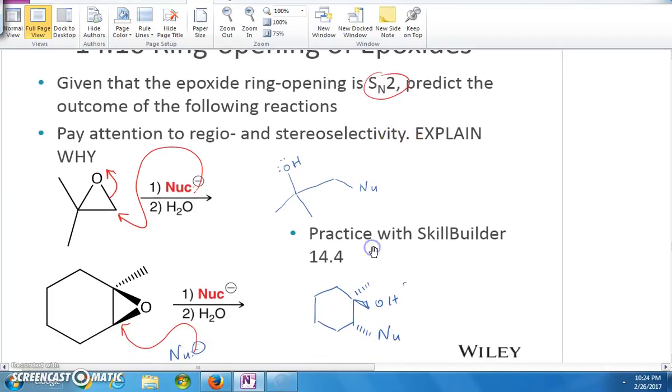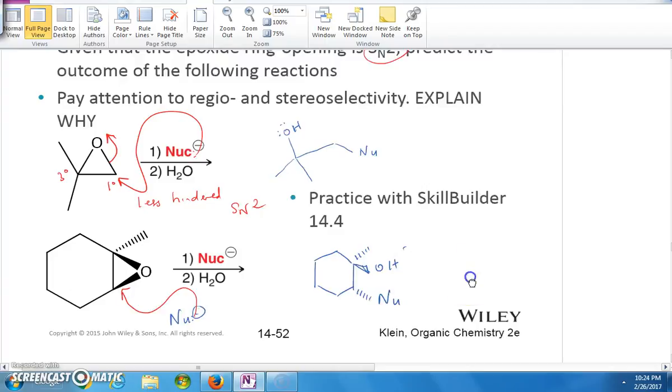Now, in the presence of a good nucleophile, you can see that the nucleophile goes to the less hindered carbon. That's because the reaction proceeds via SN2. You see, here it's tertiary and here is primary. So the nucleophile goes to the less hindered primary carbon.